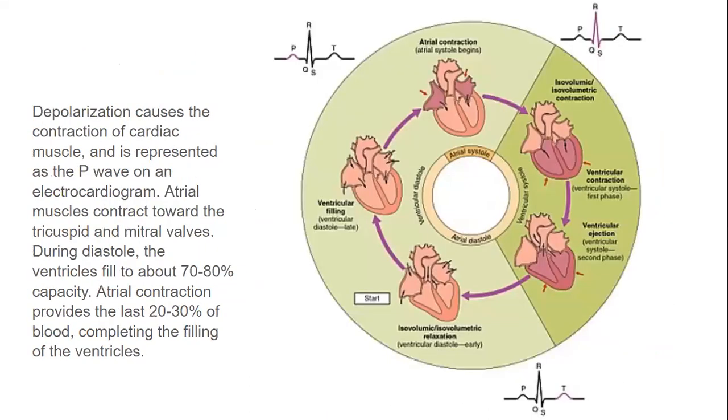The depolarization causes the contraction of cardiac muscle and is represented by the P wave in the electrocardiogram, which you can see right about here. Atrial muscles contract toward the tricuspid and mitral valves. During diastole, the ventricles are filled to about 70 to 80% capacity. And then the atrial contraction provides that last 20 to 30% of blood, and then completes the filling of the ventricles to 100%.